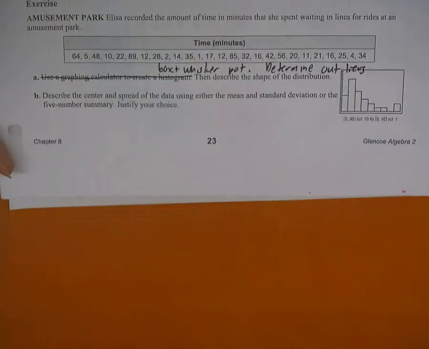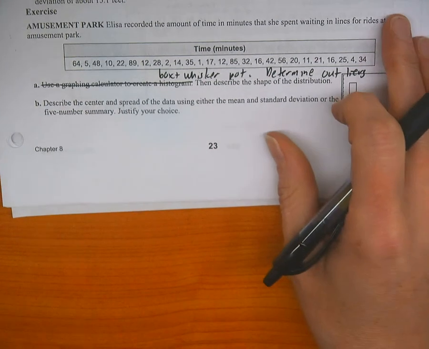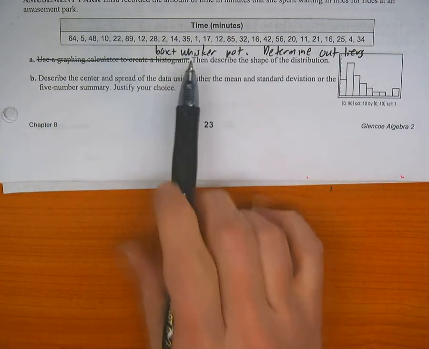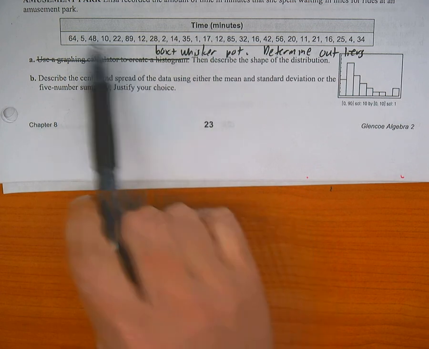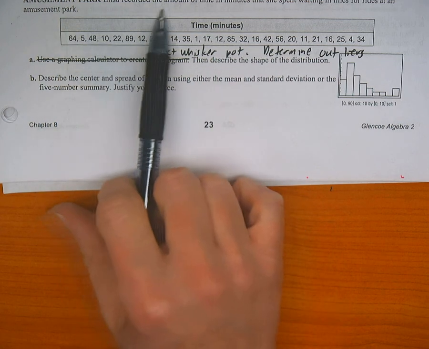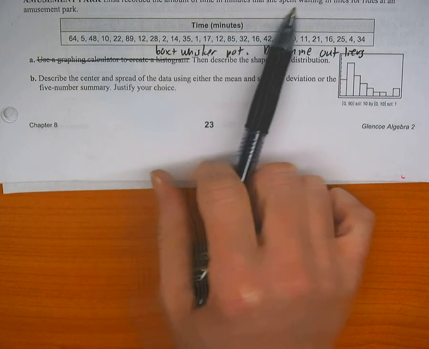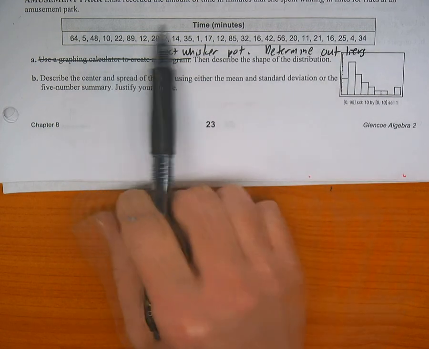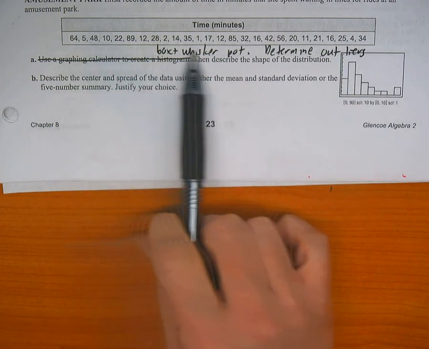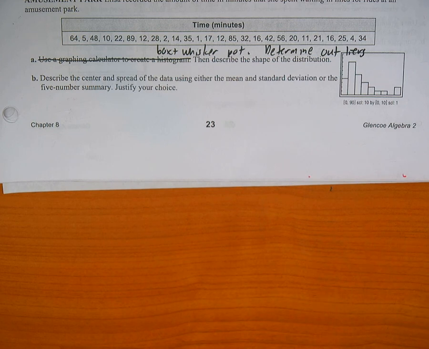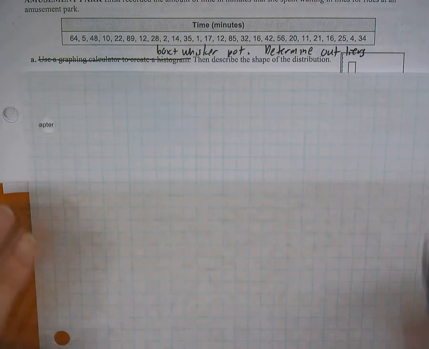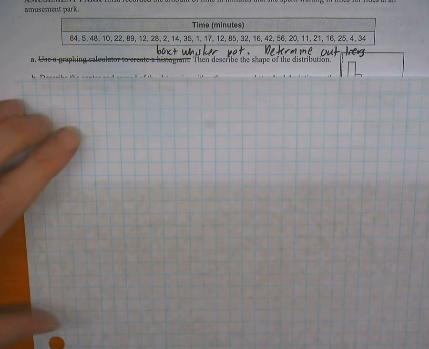What we're going to do is we're actually going to change some of our instructions here because we've practiced making histograms. We're going to focus today on box and whisker plots again. And we're going to use this example about the amusement park. So we've got Elisa recording the amount of time in minutes that she spent waiting in lines for rides at an amusement park. So the first thing we do when we're making a box and whisker plot is we write the numbers out in order from smallest to largest.